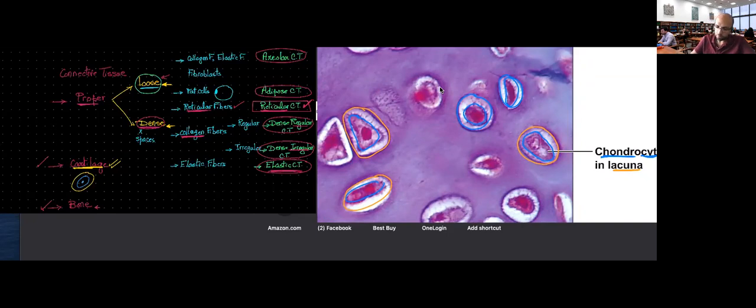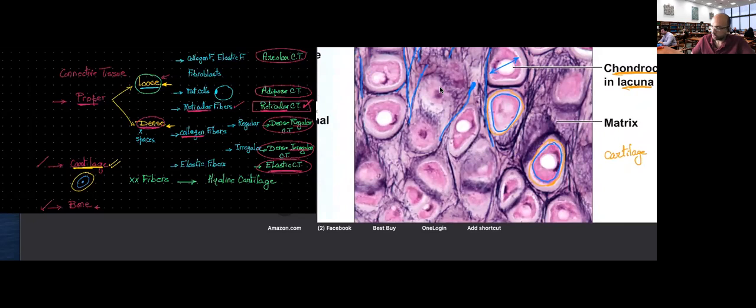So homogeneous, with an H, homogeneous matrix. You don't see fibers. You do have fibers, but you can't see them because they are not prominent. If I don't see fibers, this is going to be my hyaline cartilage. Hyaline cartilage.